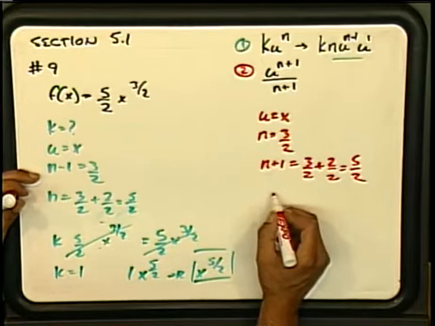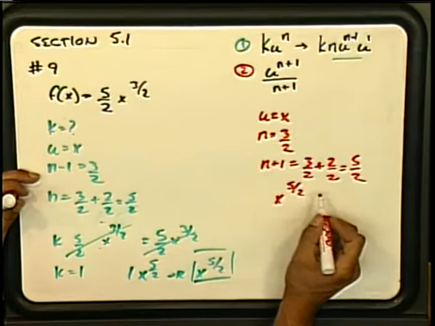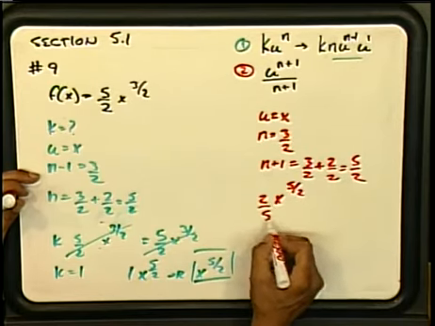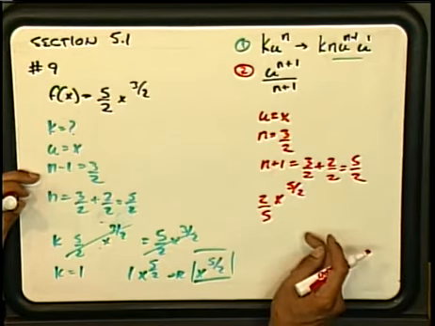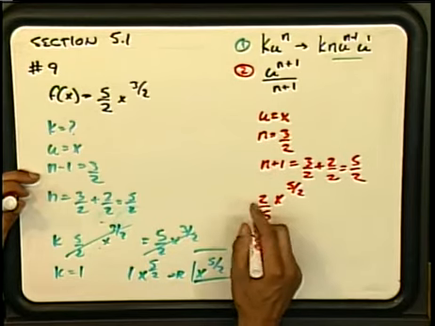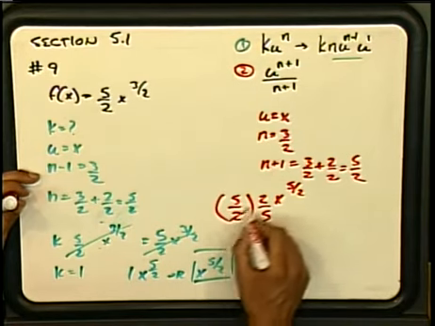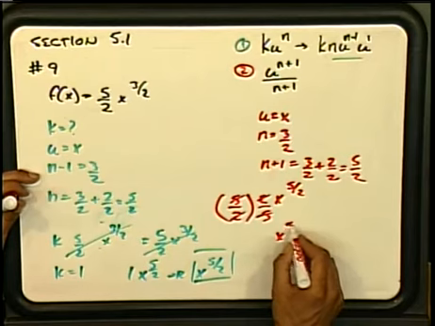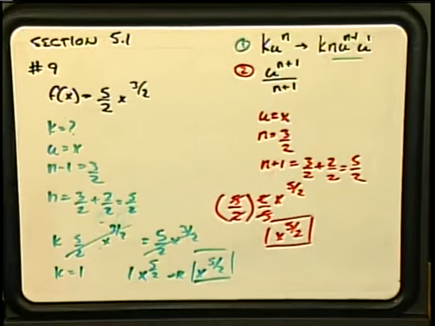And just take U to the n plus 1 over n plus 1. And then we got the 5 halves that we took out. X to the 5 halves. Antiderivative. That completes section 5.1.